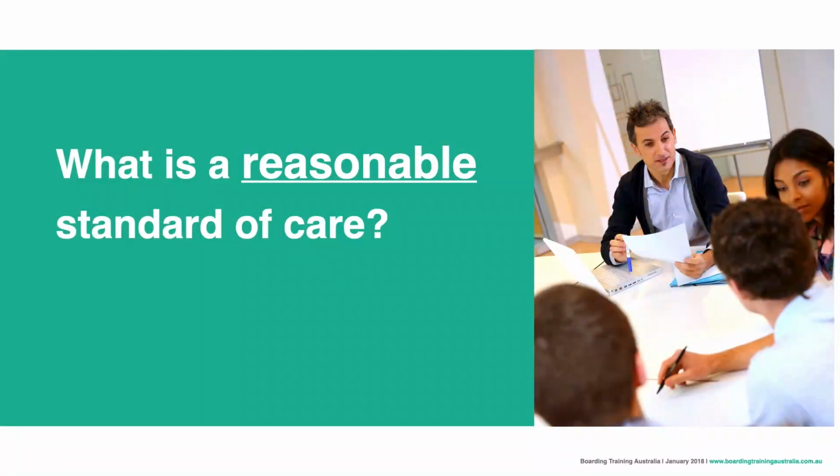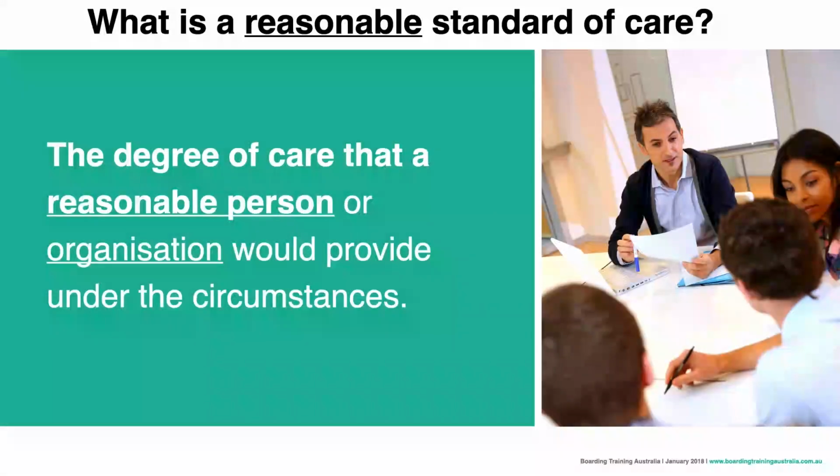So the question then is, what is a reasonable standard of care? How do we know what is reasonable? Well, it is that degree of care that any other reasonable person or organisation would have provided under the circumstances. So we have to think about other boarding staff around Australia, other organisations caring for children around Australia. What is the reasonable standard of care that they would have applied in this situation? And then we need to think, were we up at that standard of care?